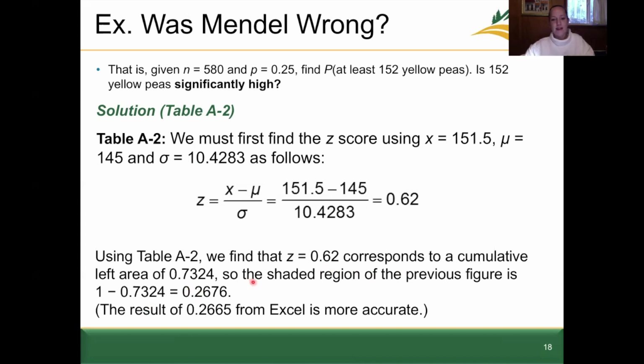0.7324. Then again, because that's the cumulative area from the left, and we're interested in the cumulative area to the right, because we want to know the probability of at least 152 yellow peas, then we take the complement, or 1 minus 0.7324. We get our final answer here using table A2 of 0.2676. Now, table A2 has some approximations built into it, so using Excel, once again, is a benefit because we get a slightly more accurate answer using Excel over table A2.